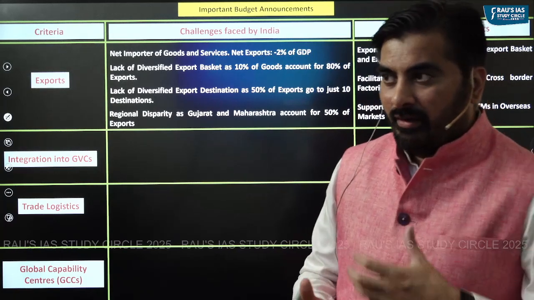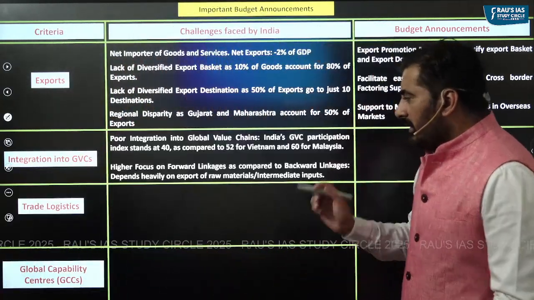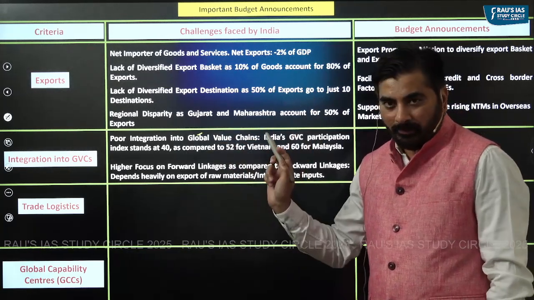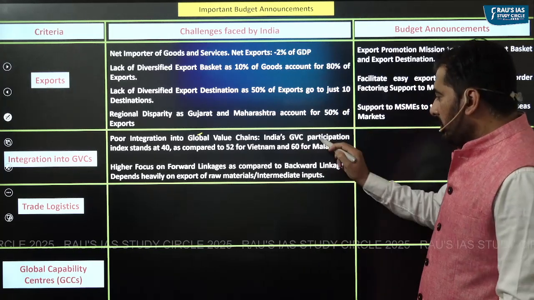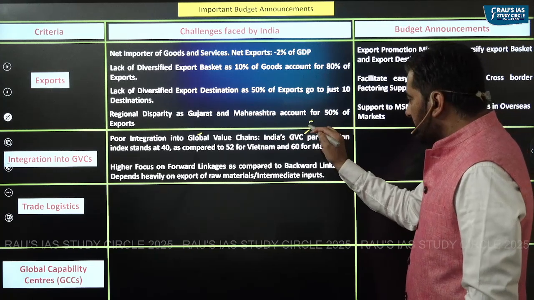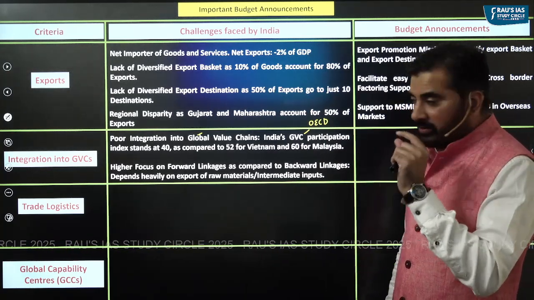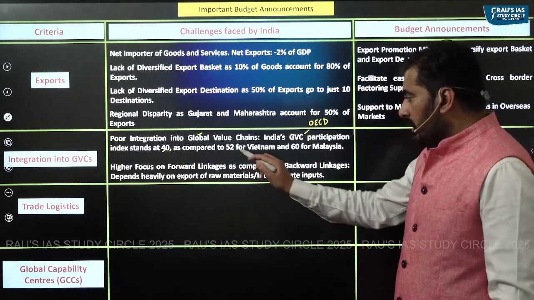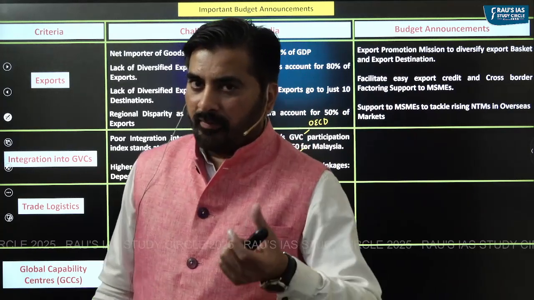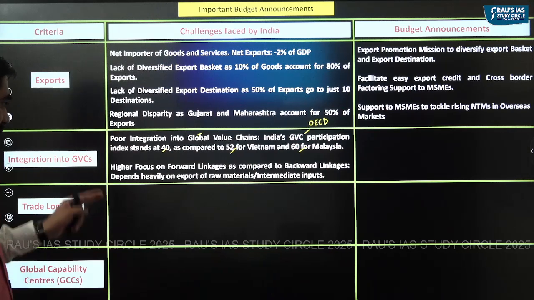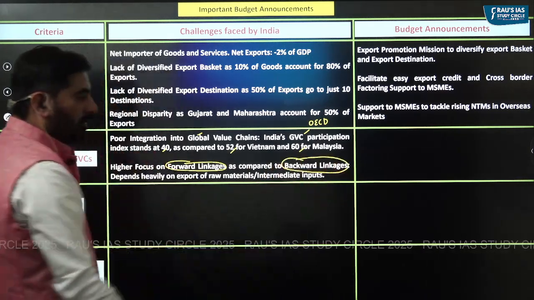China has immensely benefited by integrating into global value chains. Now, as far as India is concerned, it is being said that India's integration into global value chains is quite poor. To measure to what extent India is integrated into global value chains, there is an index called the GVC Participation Index, which is published by the OECD. According to this index, India's participation in GVC is just 40 as compared to 52 for Vietnam and 60 for Malaysia. So one is obviously the poor integration of India into global value chains. Secondly, as you can see, India has put higher focus on forward linkages as compared to backward linkages.